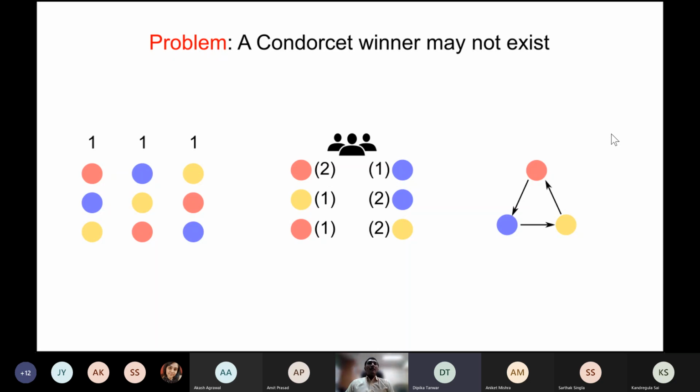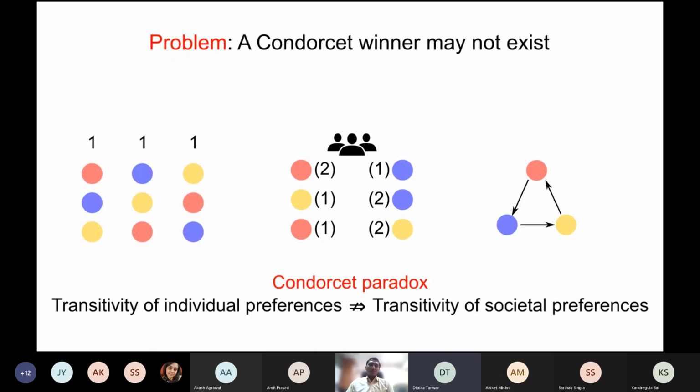Okay, so what I was saying was that there could exist elections where a Condorcet winner may not exist, right? So every candidate loses out in some head-to-head election, right? So this very, very convincing notion of a winner may not always be possible to achieve. Okay, and this is known as the Condorcet paradox.